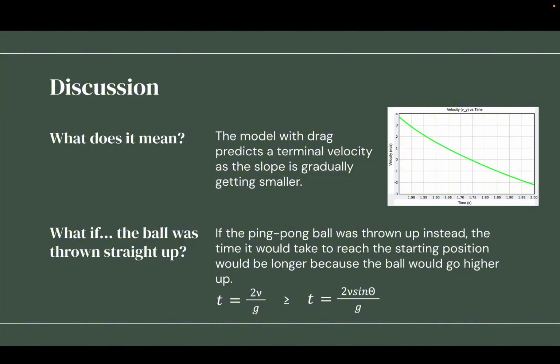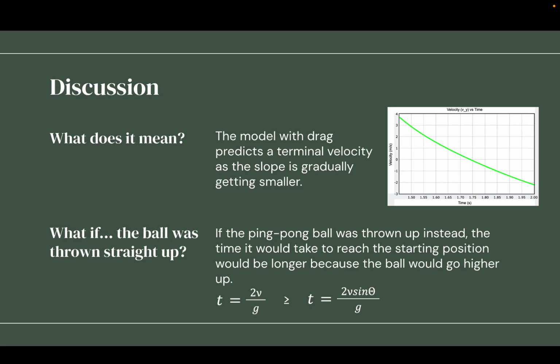Our first discussion question is to determine if any of the models predict a terminal velocity, which is what happens when a free-falling object experiences no net force. I determined that the model with drag does predict a terminal velocity, as the slope is decreasing and eventually will be 0. Our second question imagines if the ball was thrown straight up instead of forward.